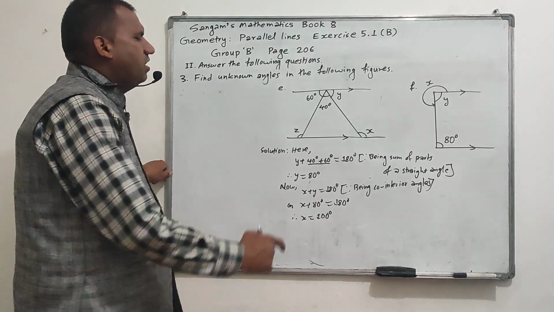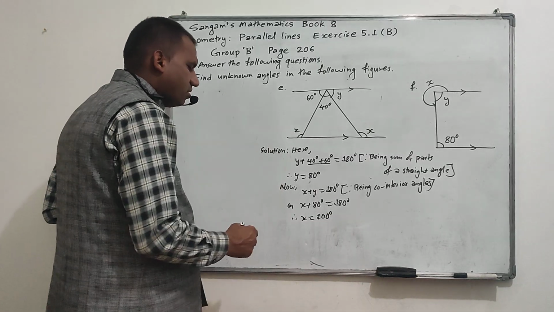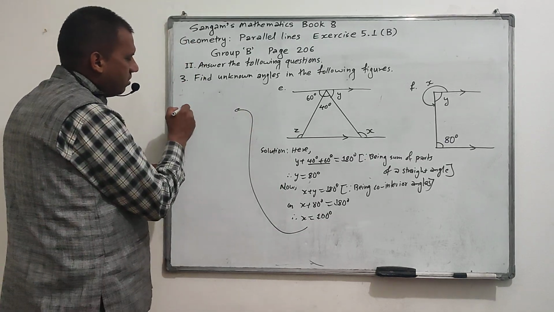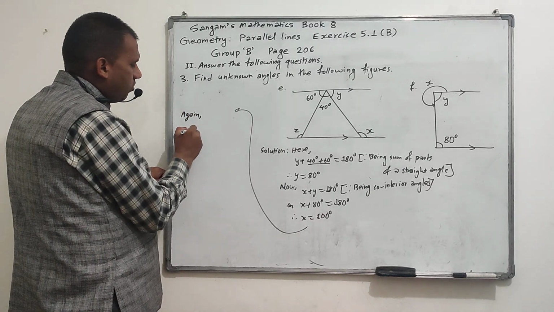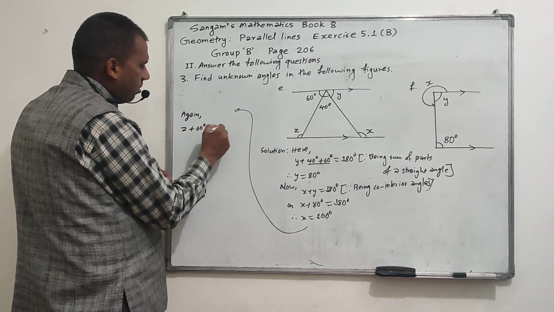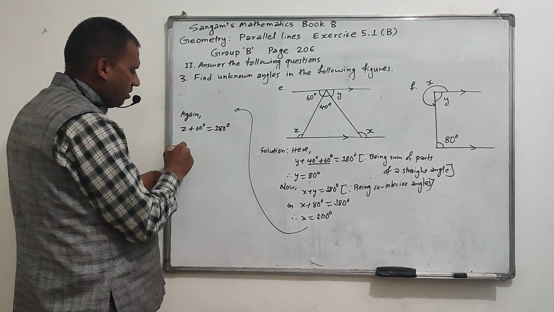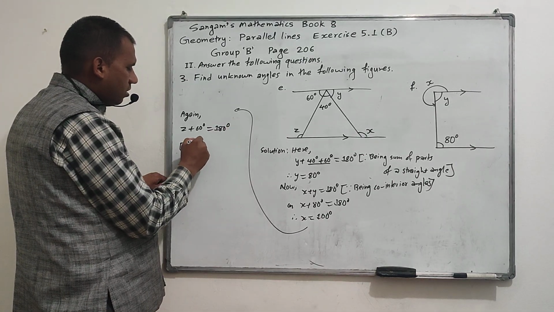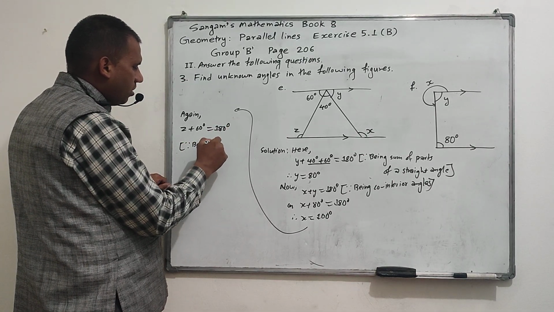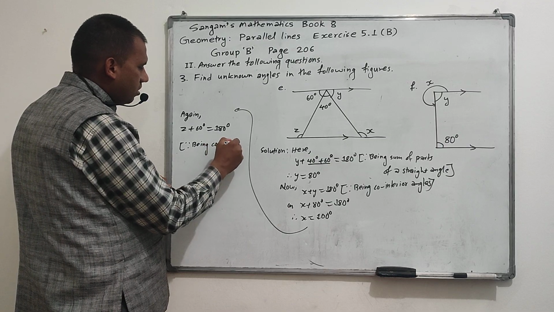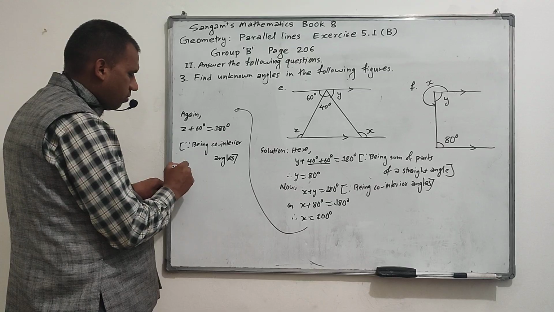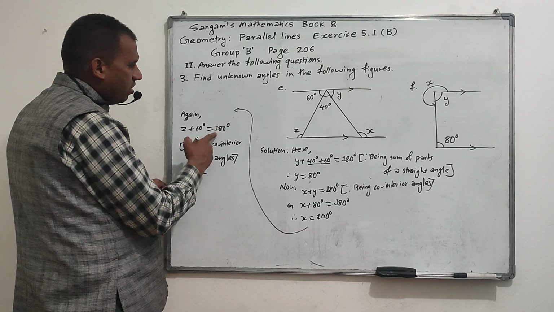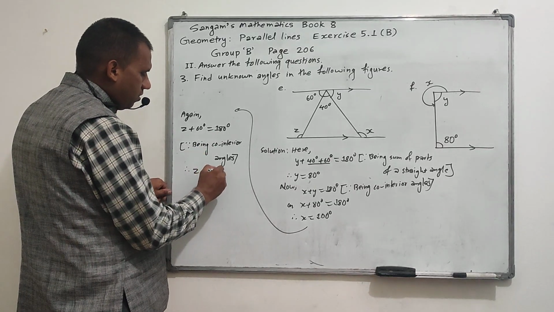Again z and 60 are co-interior angles. Again we can write z plus 60 equal to 180 degree, because being co-interior angles, therefore z equal to 180 minus 60, that is 120 degree.